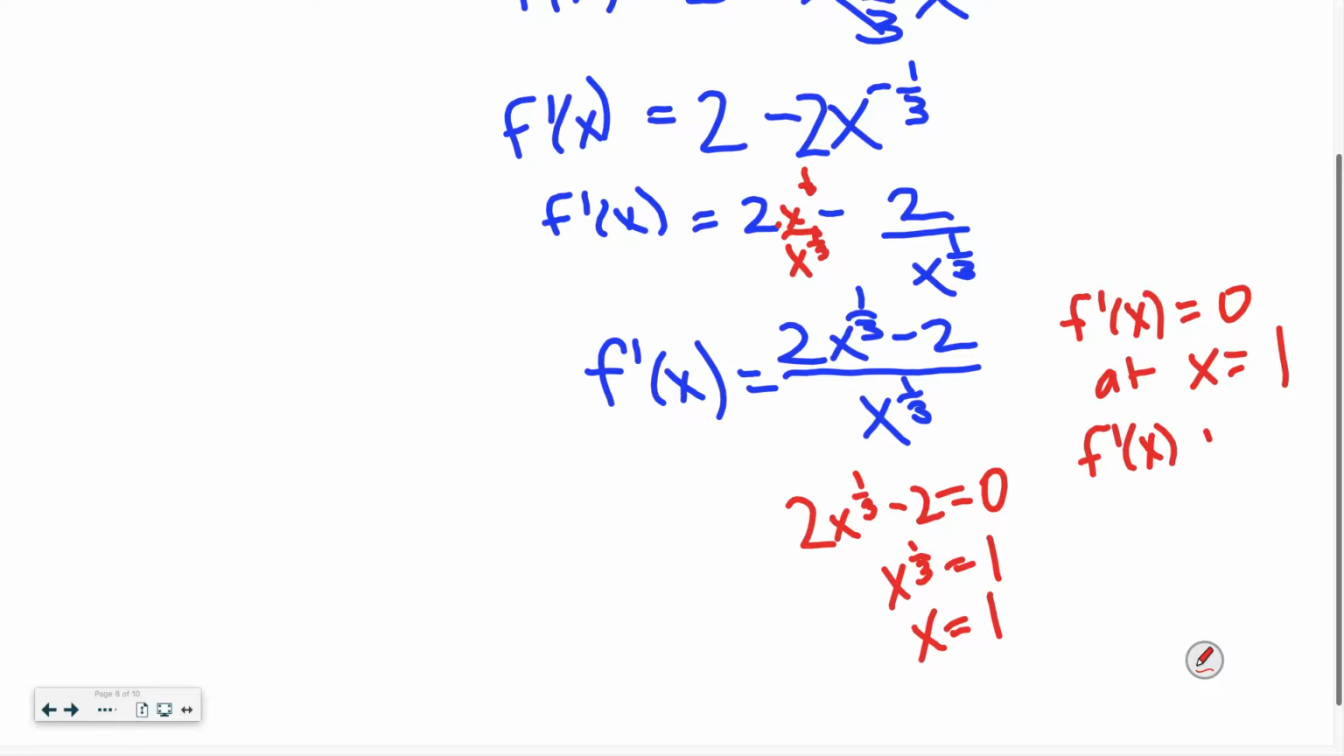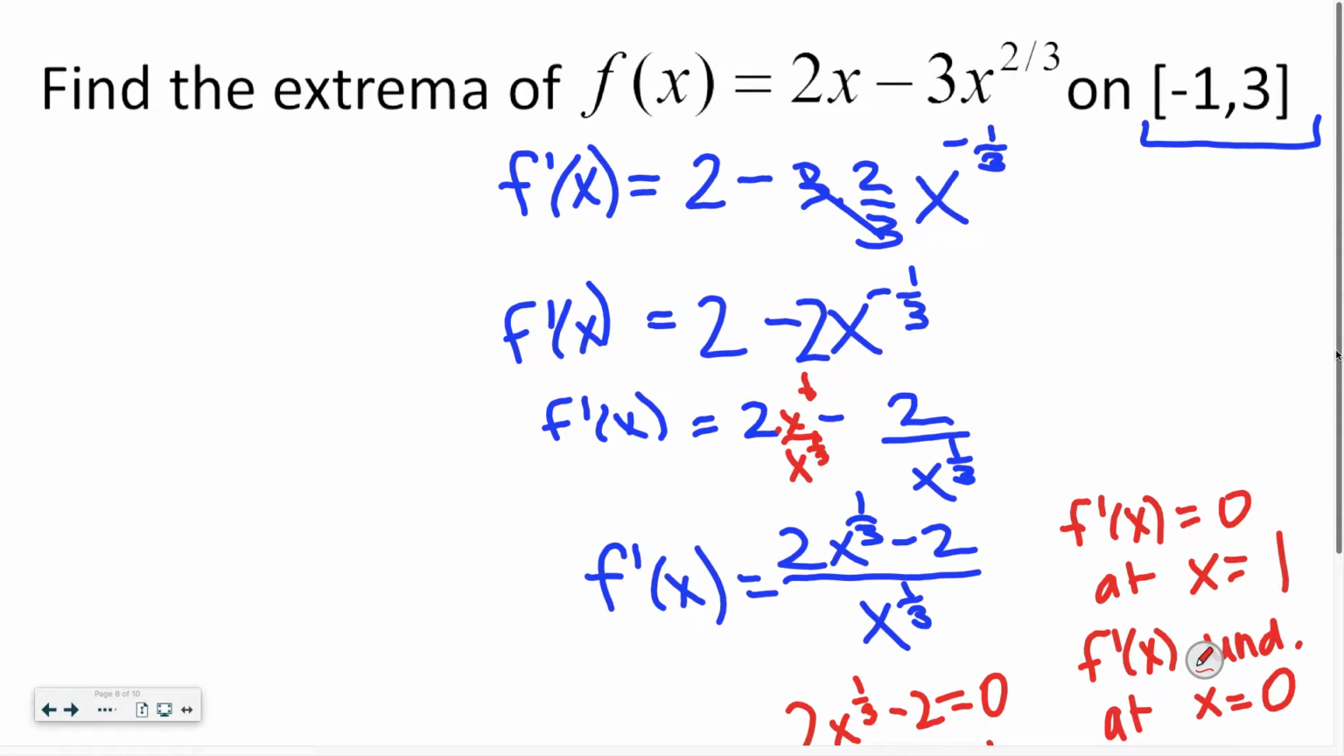undefined? Why, Owen? Okay, if our denominator is 0, that means our fraction's undefined. So our derivative is undefined when x equals 0 because that makes our denominator 0, right? It's kind of like the horizontal and vertical tangent lines we talked about. Right? Okay, so we have two critical numbers. We have a critical number of 1 and we have a critical number of 0.